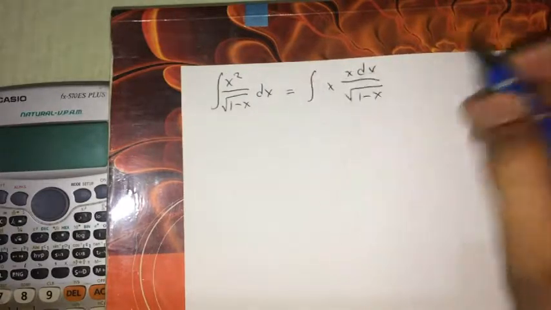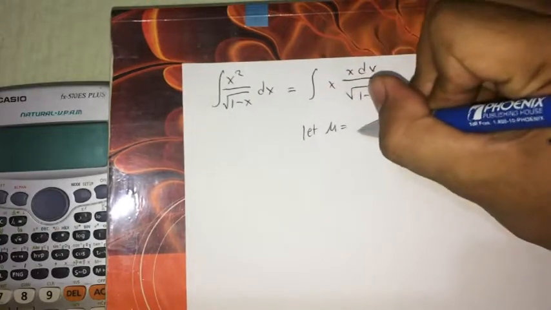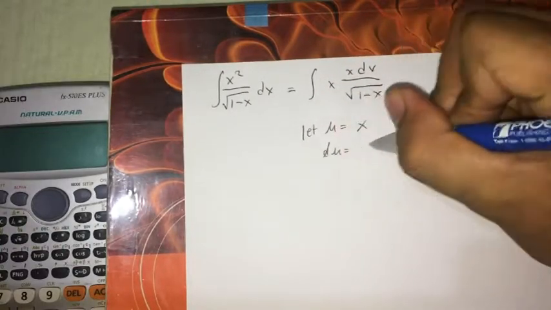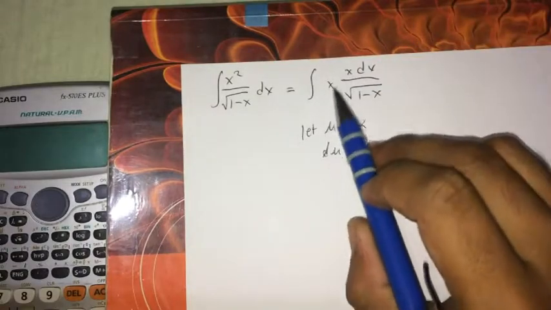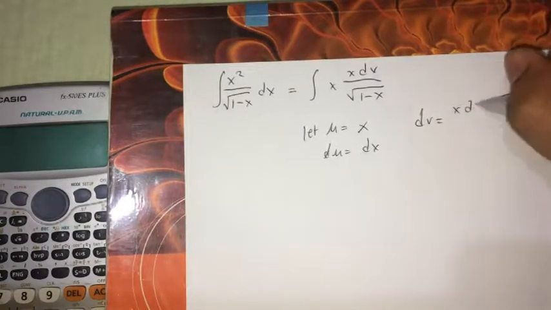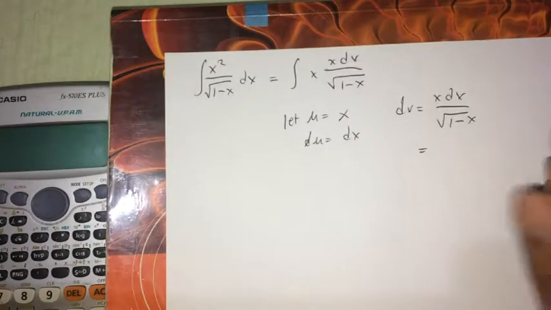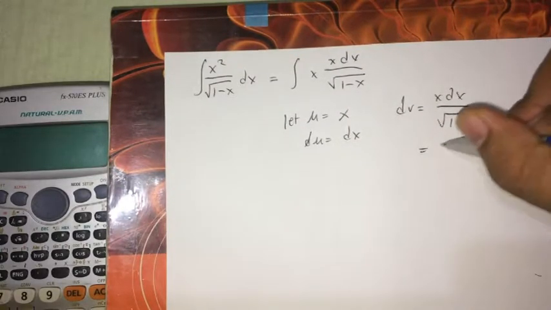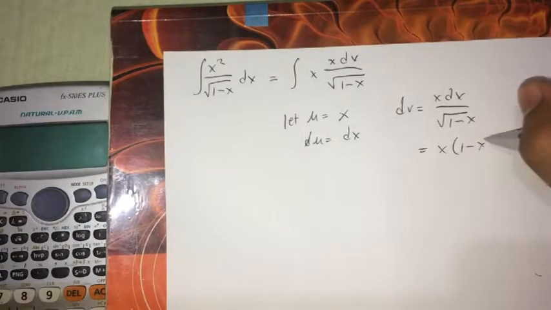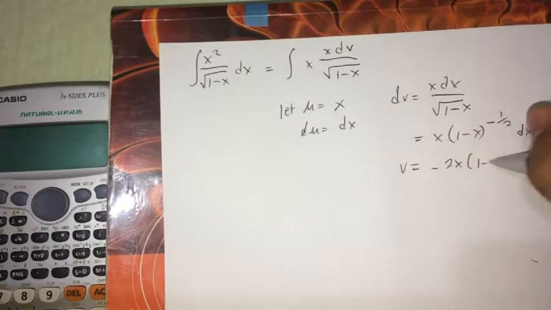Gamit ito, magkakaroon na po tayo ng representation. So we now have let u equal to x and our du is equal to dx. Nagamit na po natin yung x, ang natitira itong fraction. So yan na po yung ating dv. X dx over square root of 1 minus x. Rules of exponent po. So, magiging x times 1 minus x raised to negative 1 half dx. So, ang ating v magiging negative 2x 1 minus x to the 1 over 2.